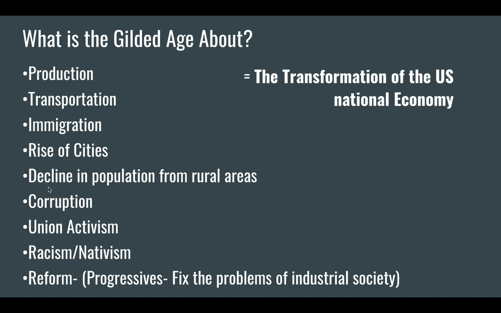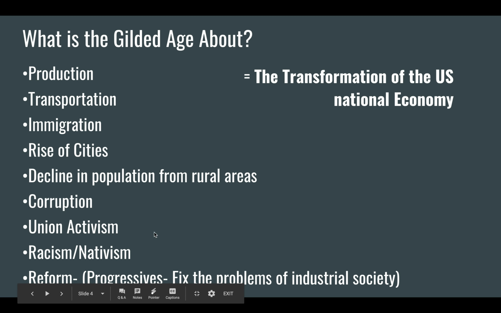There is a decline in population in rural areas, so people are leaving the farming areas for the cities. There's a rise in corruption in the city, and you'll learn about that. You'll learn about Boss Tweed, and all these different party bosses and how they're starting to control different industries and the politics of major cities. And as a result of corruption, immigration, and new types of production, there is a rise in union activism, and you'll learn a lot more about that in this section as well.